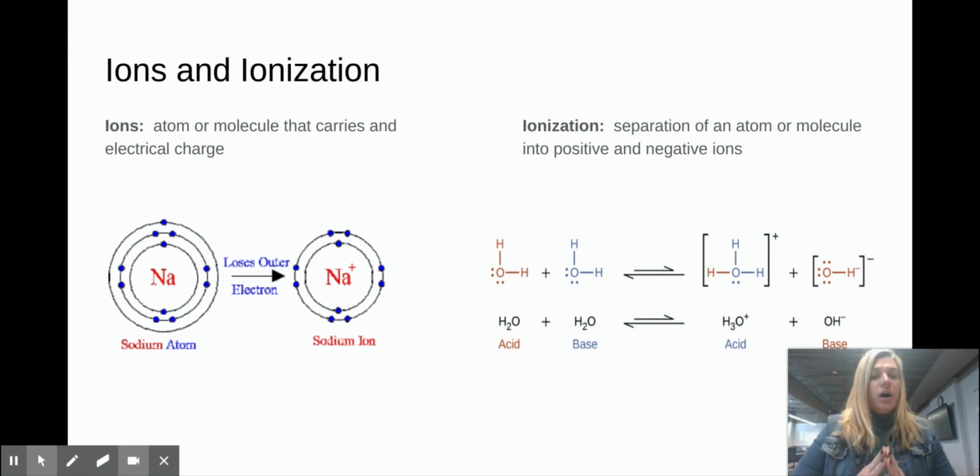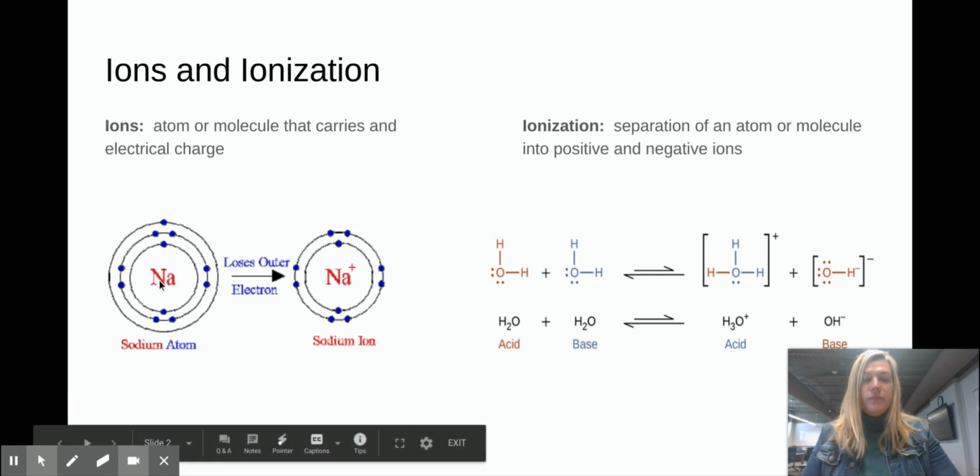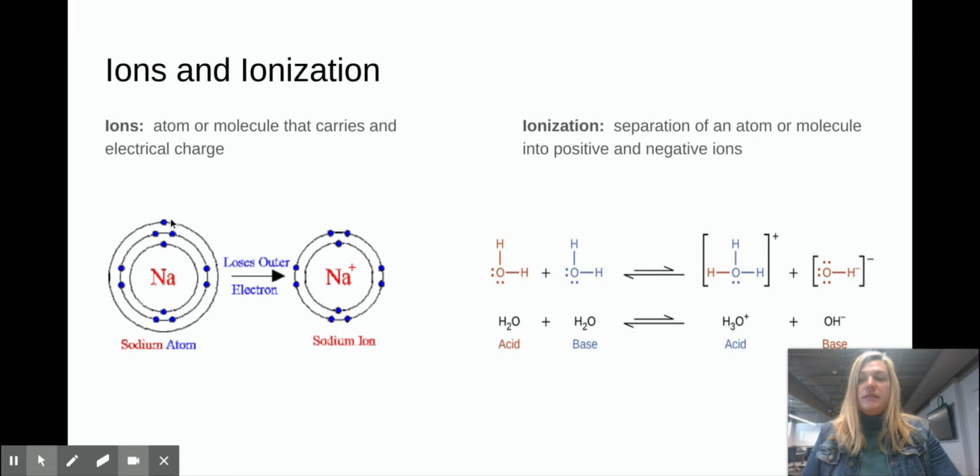So ions, and you've probably heard this term before, are an atom or a molecule that carries an electrical charge. What that means is it's going to be either a positive charge or a negative charge, not neutral. If we look at the example here, we have sodium, okay? Sodium has one electron. These guys floating around are the electrons. This one right here is going to be lost from sodium. So as I go from here to here, you'll notice that there is no longer that electron.